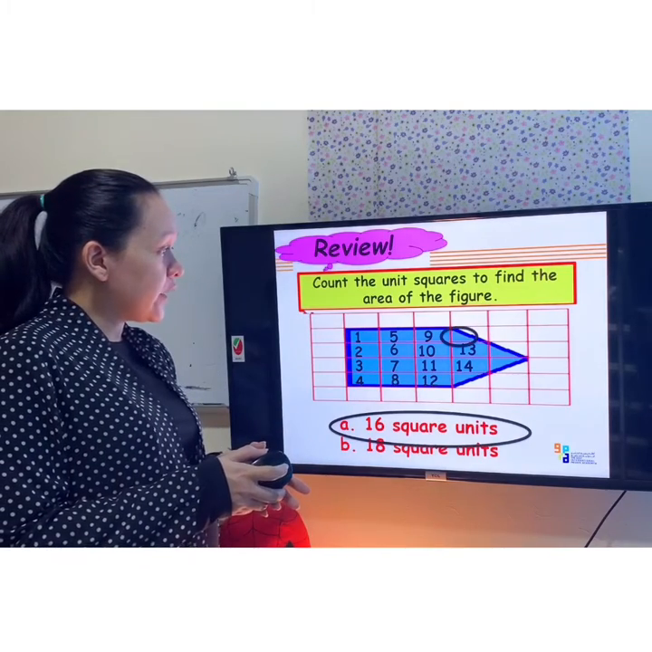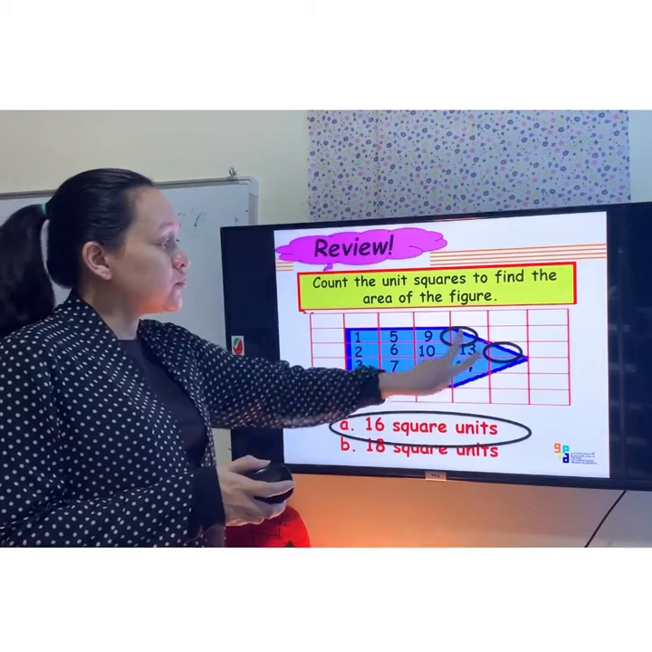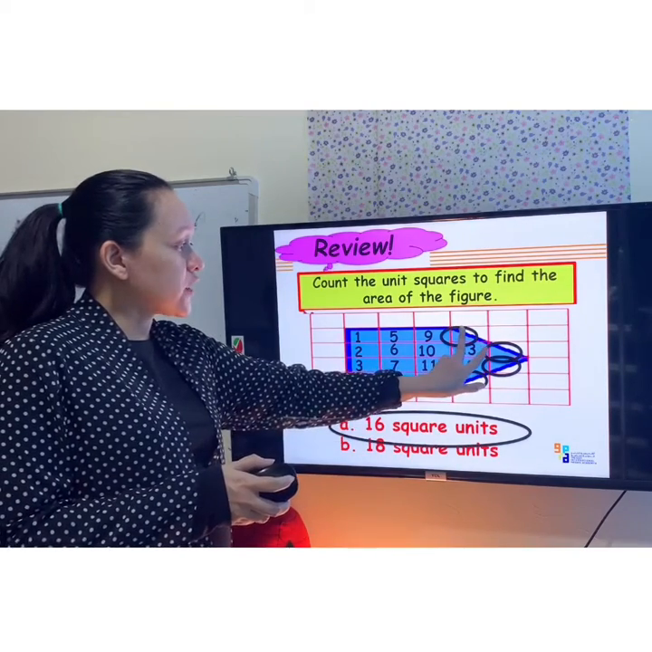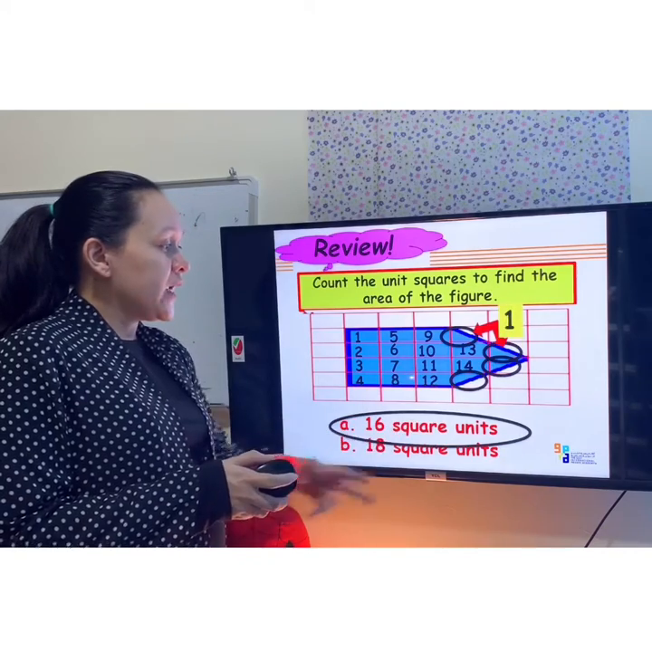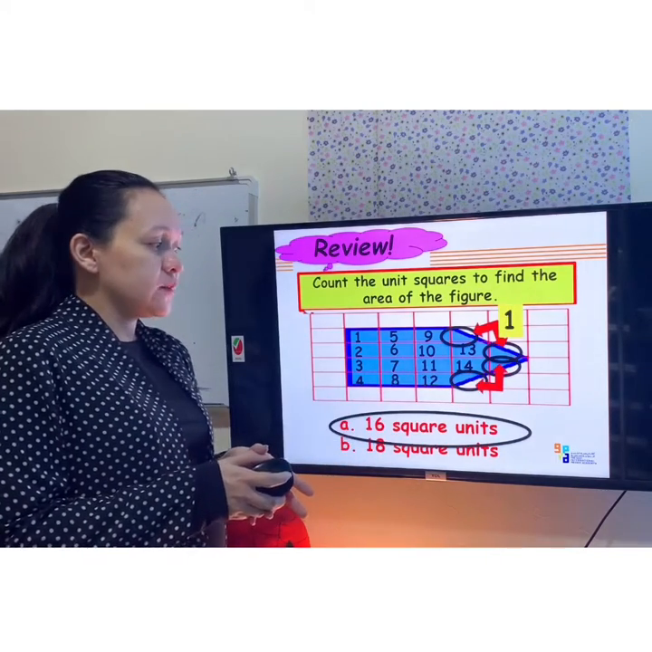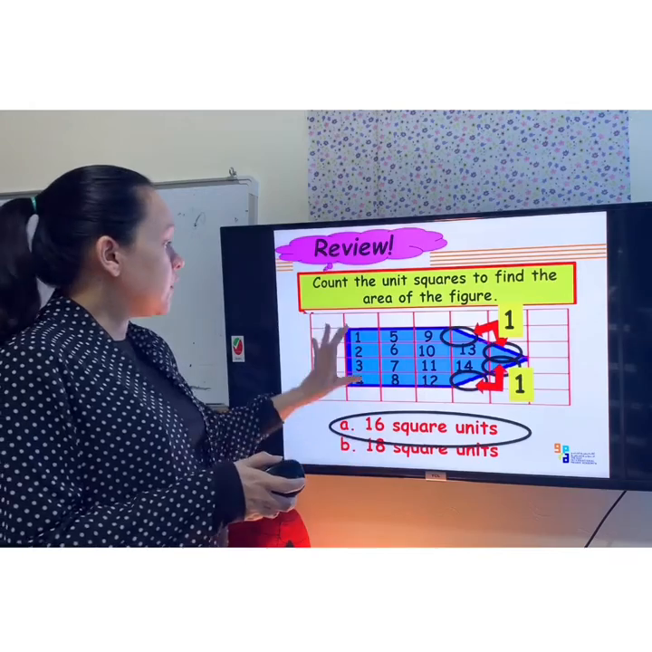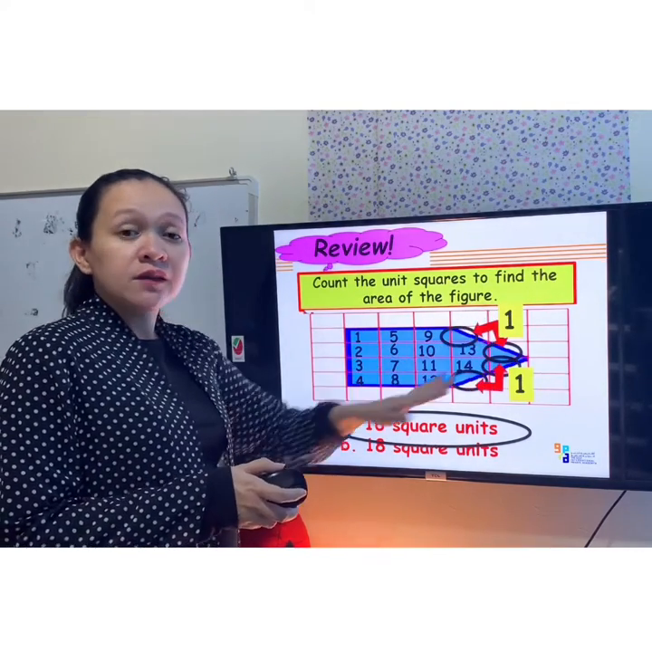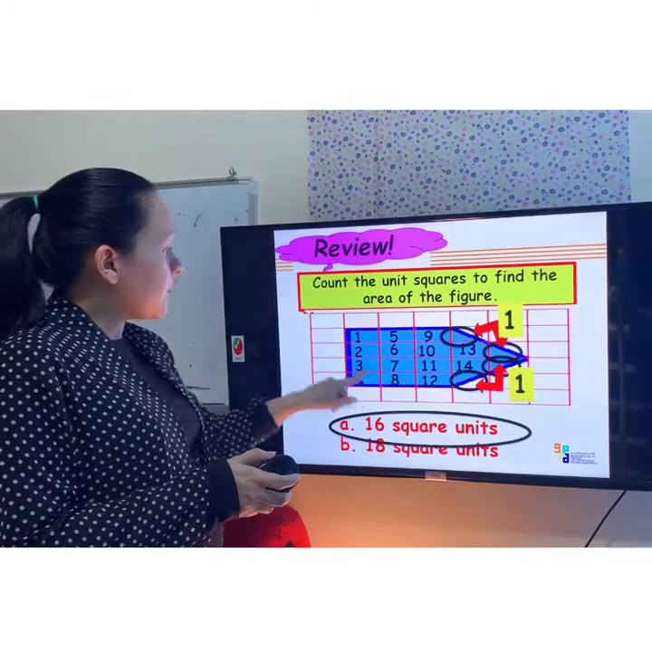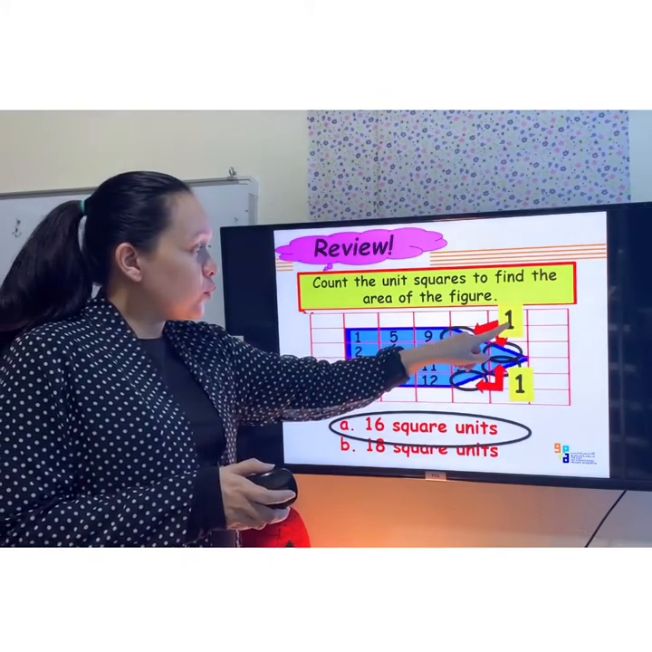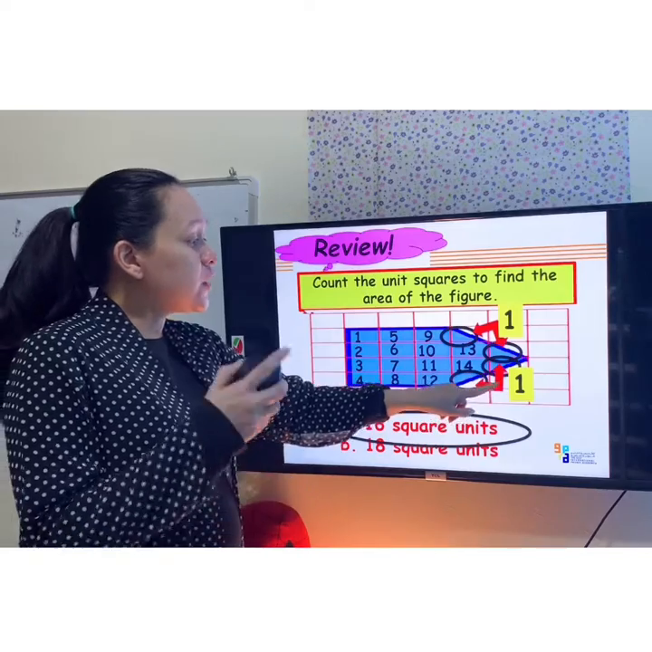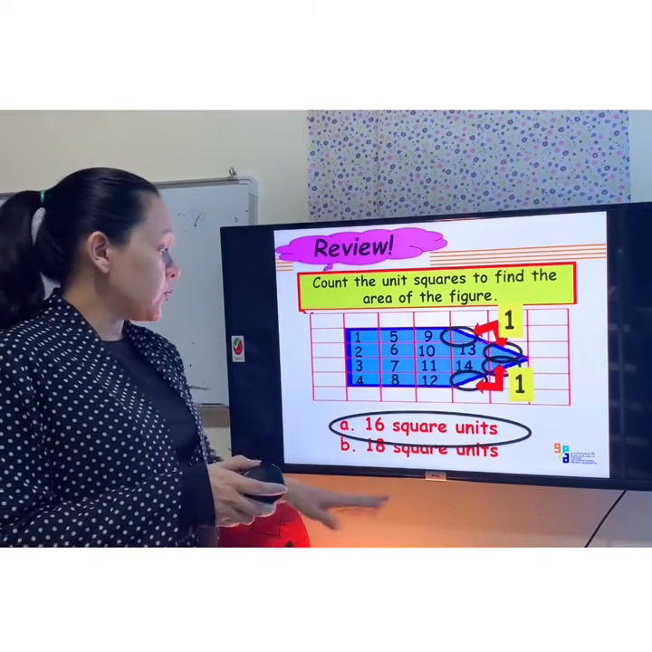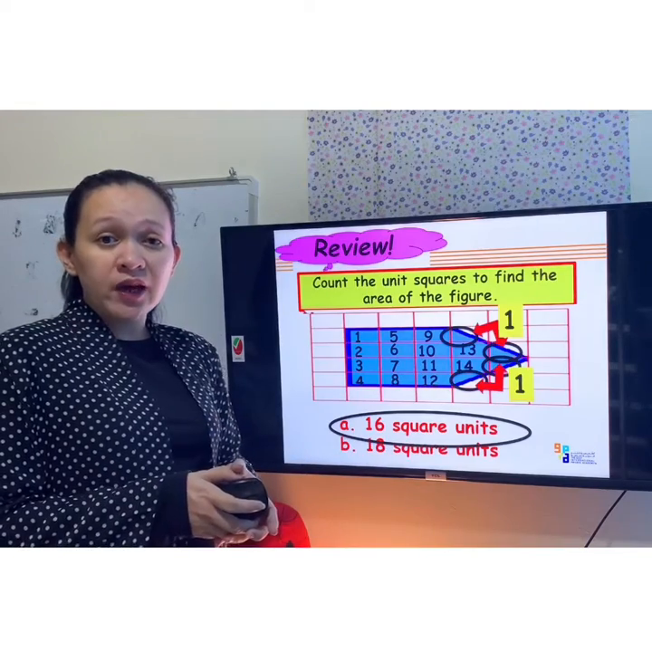So we have here 1 and 2. So we have now 2 halves here. Here, another 2. So this 2 here is equivalent to 1. And another 2 is equivalent to 1. So we are going to count the whole squares and the half squares. So we have here 14 plus 1 is 15. Then you are going to add another 1. It is equivalent now to 16. So we have now 16 square units.